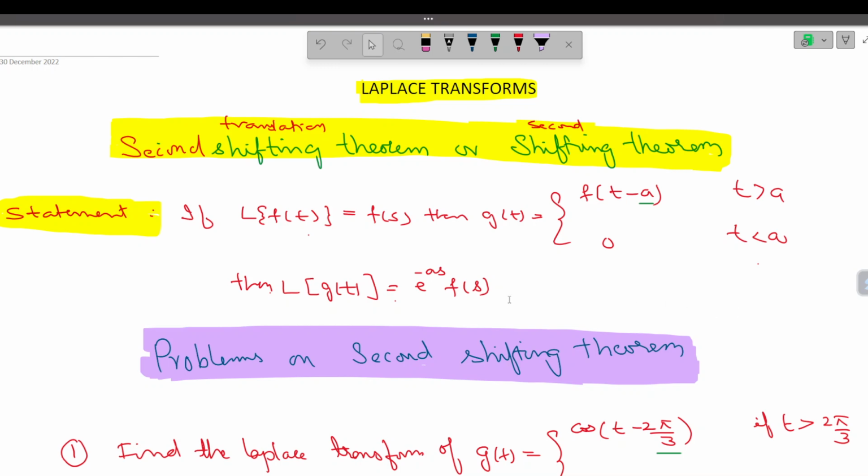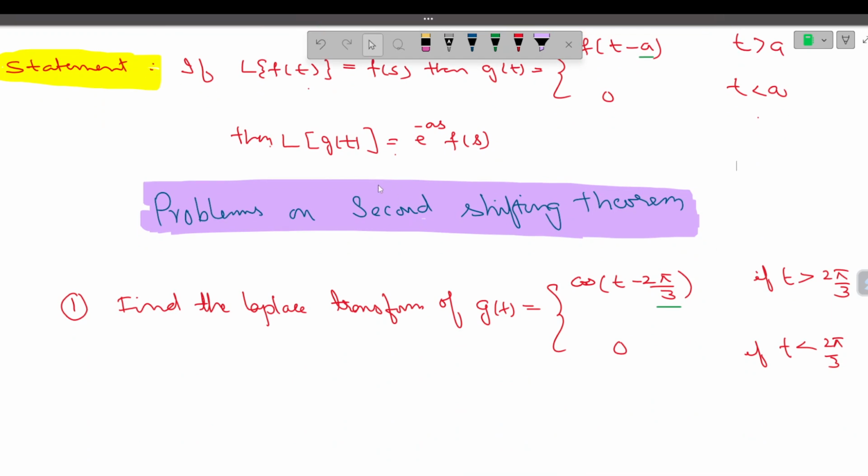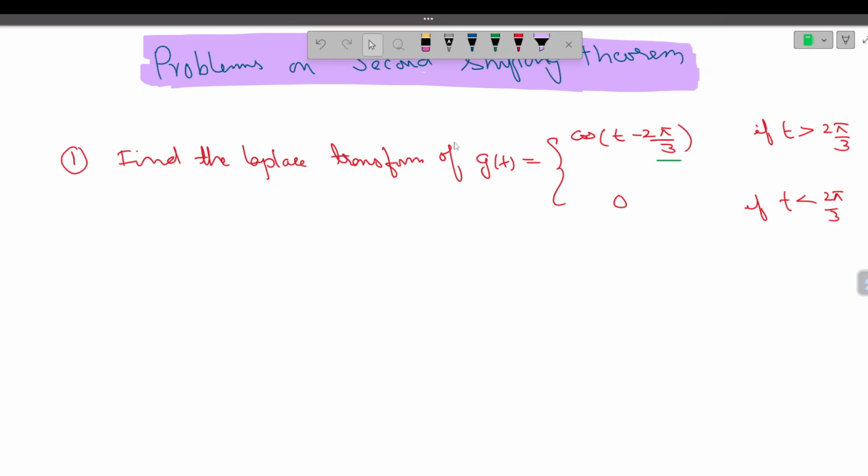The statement says, if the Laplace transformation of f(t) equals F(s), then g(t) is equal to f(t minus a) when t is greater than a, and 0 when t is less than a. Then the Laplace transformation of g(t) equals e to the power of minus as times F(s). Now we are solving the problem on the second shifting theorem. Okay, now let's go.